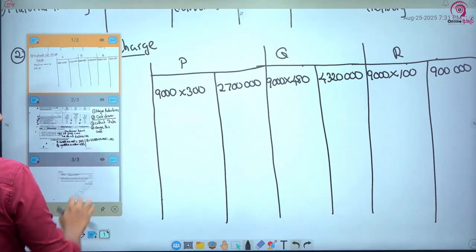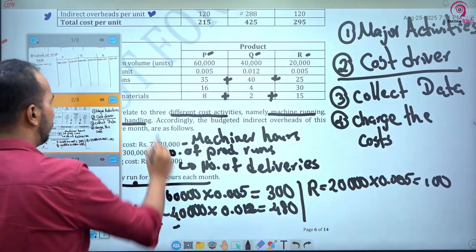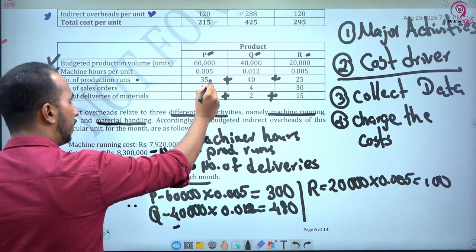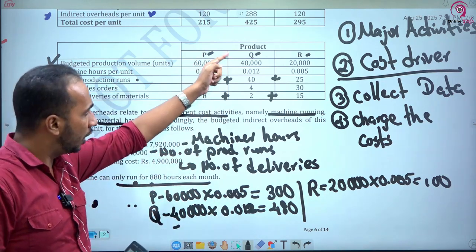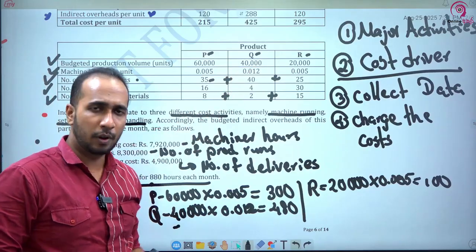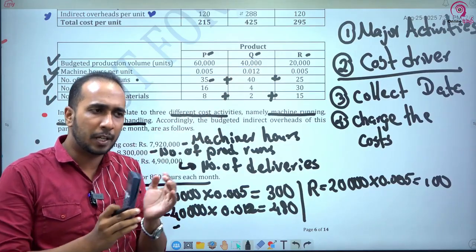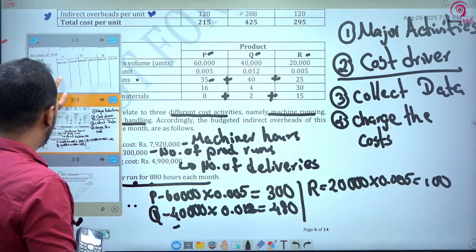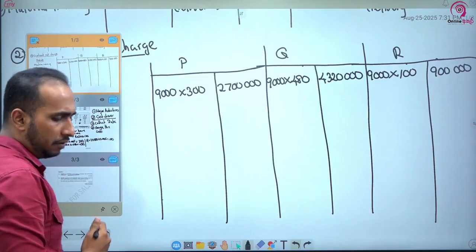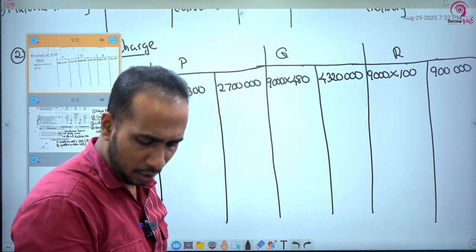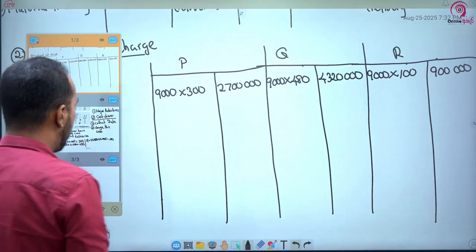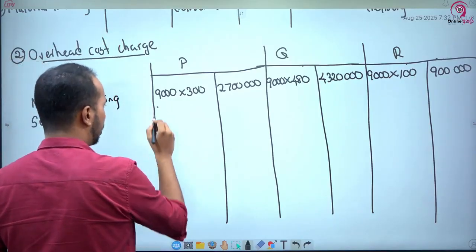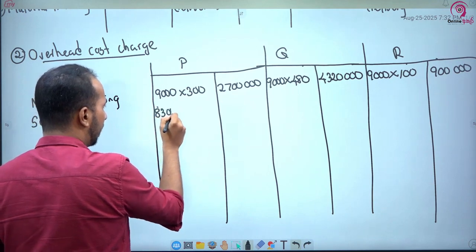When it comes to setup, the cost driver was production run. When it comes to product P, it is 35 production runs. Q, 40 production runs. R, 25 production runs. So based on the production run, we are going to charge the cost. We have already calculated the cost per cost driver in our previous computation. It is 83,000 per production run.